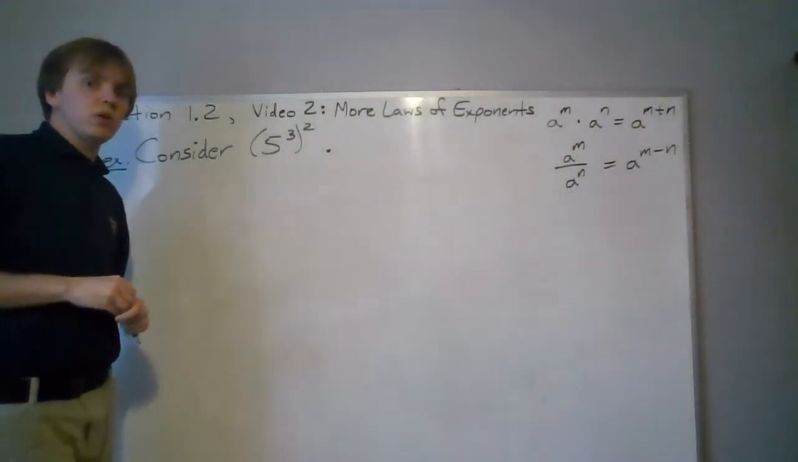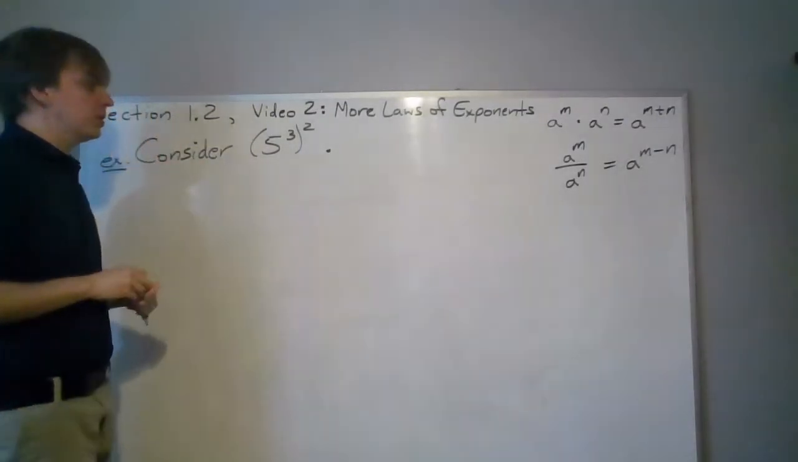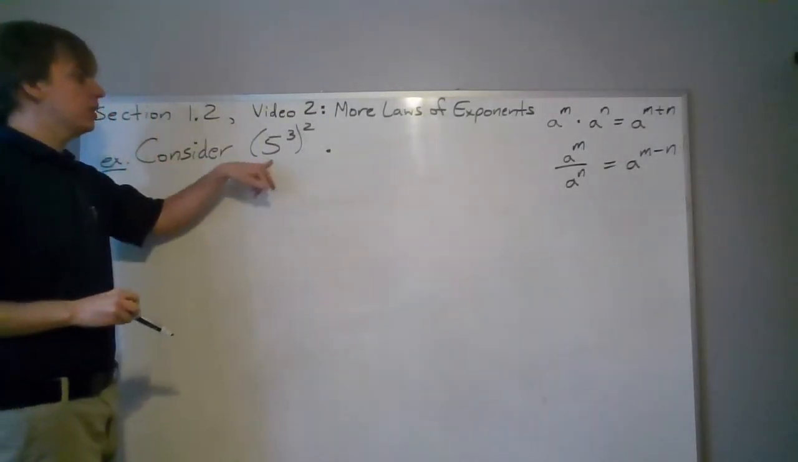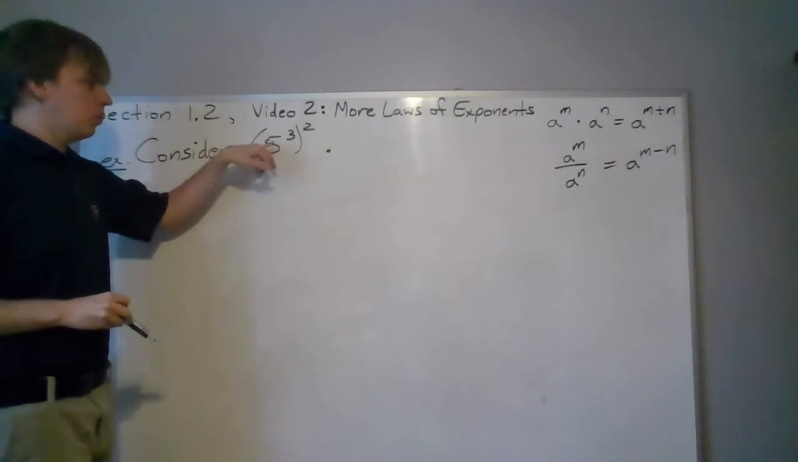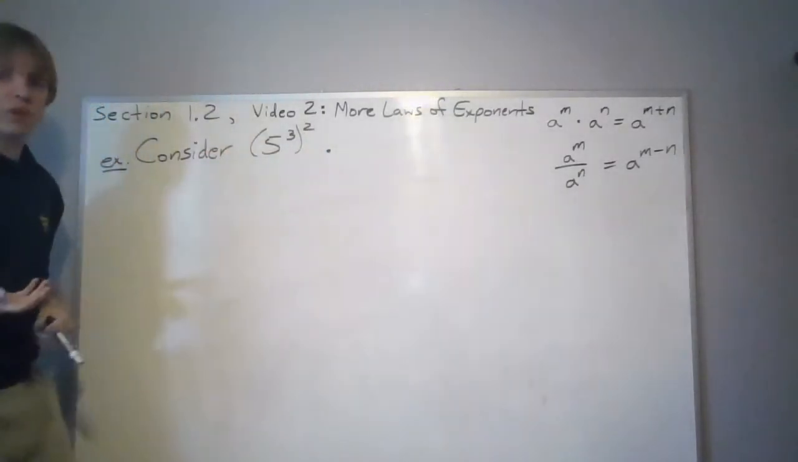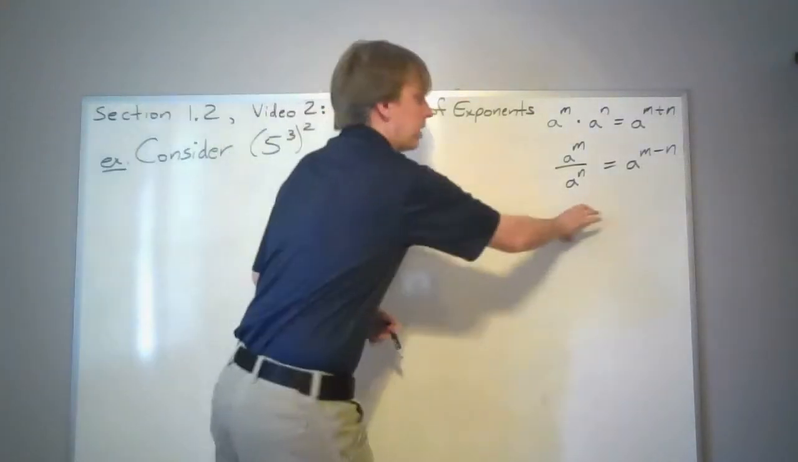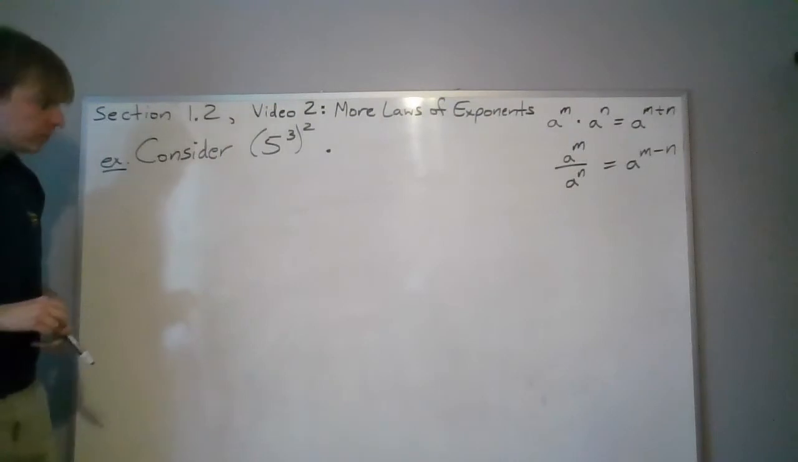Okay, in this video we're going to look at some more laws of exponents. I'm going to start off by looking at this particular example, which is 5 to the power 3, that whole quantity raised to the power 2. So that's a power of a power. And I'd like to figure out what exactly is supposed to happen so that I can write another rule down in my list of laws that I know.